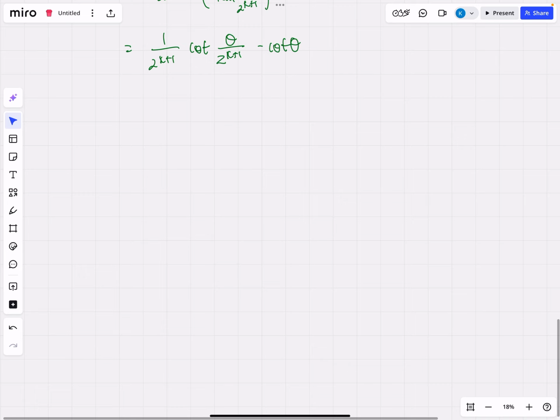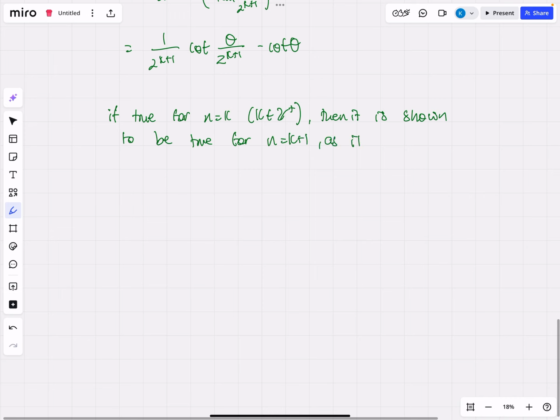So our conclusion, we're going to say if true for n equals k, then it is shown to be true for n equals k plus 1. As it is true for n equals 1, the statement must be true for all positive integers n. Okay.